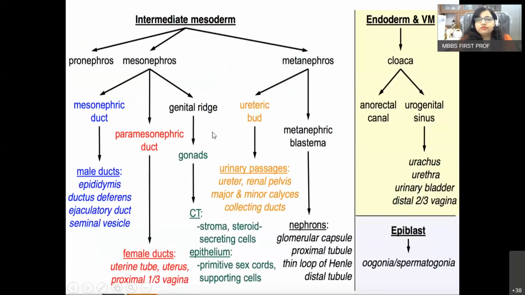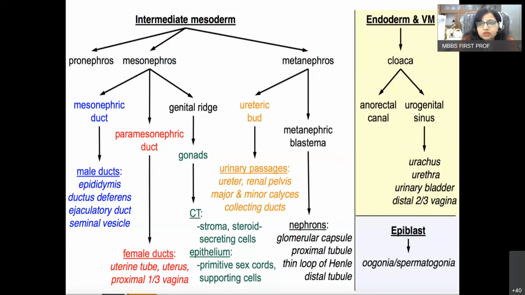So these are the derivatives of intermediate mesoderm given in a graphical representation. Now this intermediate mesoderm is basically subdivided into pronephros, mesonephros, and metanephros. In human beings, this metanephros is the one that is forming the urinary system. And this metanephros divides into two: metanephric blastema that forms the nephrons, and the ureteric bud that is responsible for the formation of the passage, that is the ureter, calyceal system, and the collecting ducts.